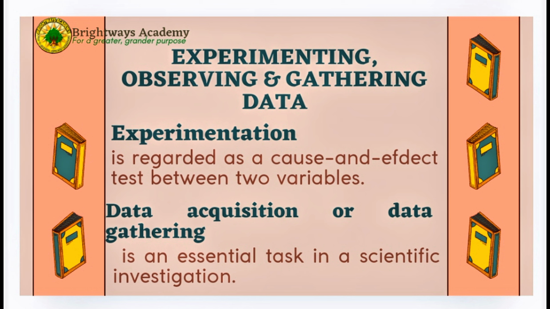It involves identifying the experimental variables, making operational definitions of the terms and conditions to be used in the experiment, and outlining the experimental procedure. Data acquisition or data gathering is an essential task in scientific investigation.